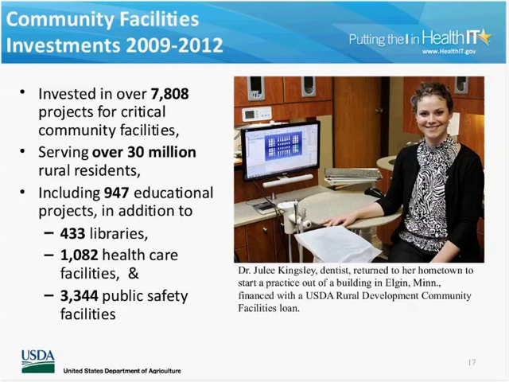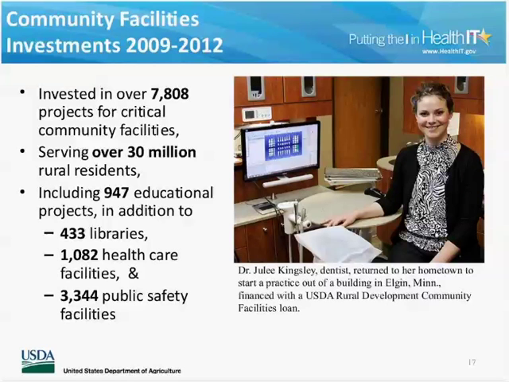In the past 3 fiscal years, just to give you an idea of the significant investment we have made throughout rural America with our CF program, you can see we've reached almost 8,000 projects for critical community facilities and served over 30 million rural residents throughout America. That includes nearly 950 educational projects in addition to 433 libraries, over 1,000 healthcare facilities, and 3,300 public safety facilities.